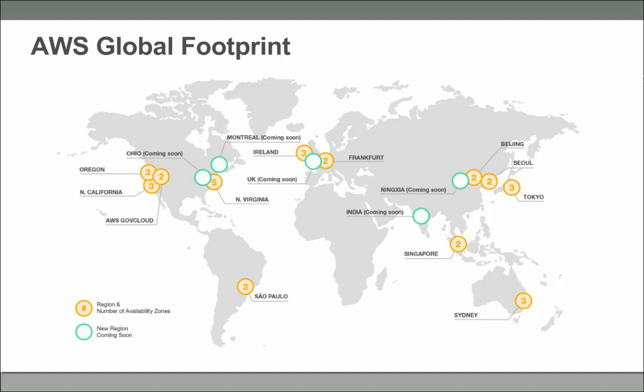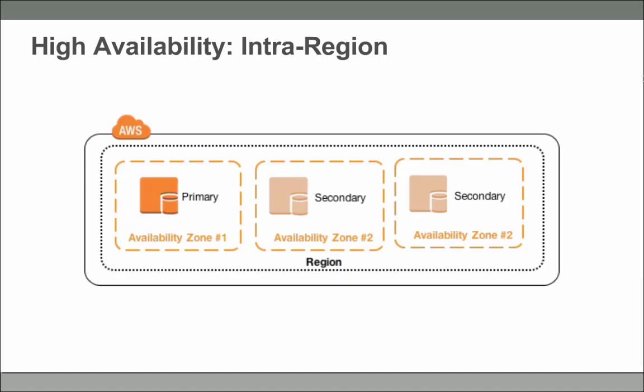The circles here represent each region. The bluish circles represent the regions which are to be launched soon, and the numbers within the circle tell you the availability zones for that region. You can use this AWS global footprint to deploy some very unique architectures with MongoDB on AWS. Let's take a look at how.